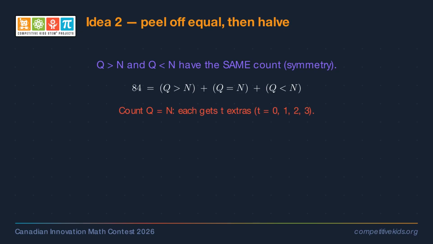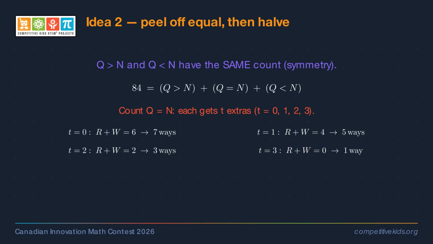Count quiet equals newcomer. Each gets t extras, where t is 0, 1, 2, or 3. If t is 0, then reading and wellness share 6, that is 7 ways. If t is 1, reading and wellness share 4, that is 5 ways. If t is 2, they share 2, that is 3 ways. If t is 3, they share 0, that is 1 way. Add. 7 plus 5 plus 3 plus 1 equals 16.